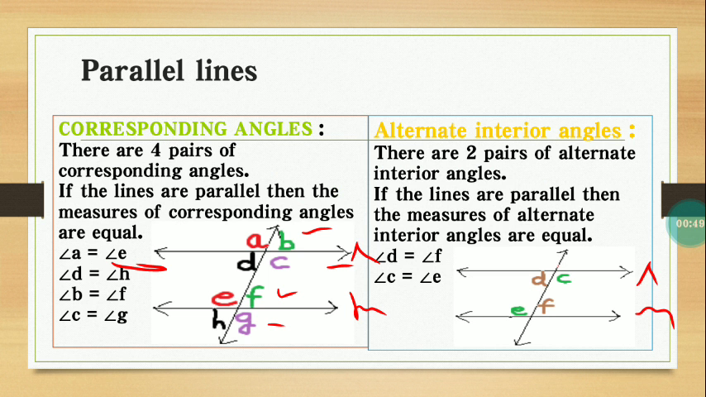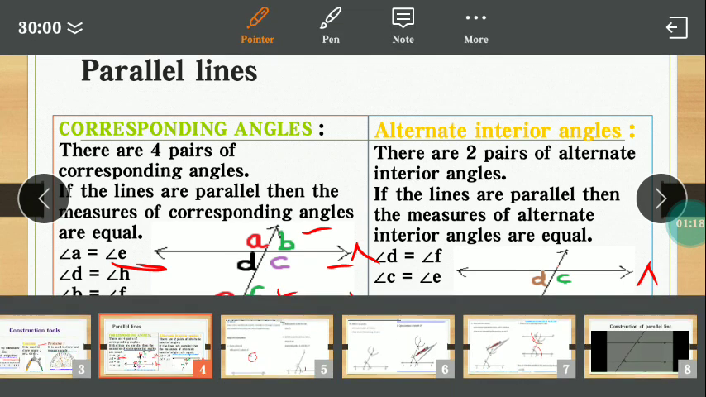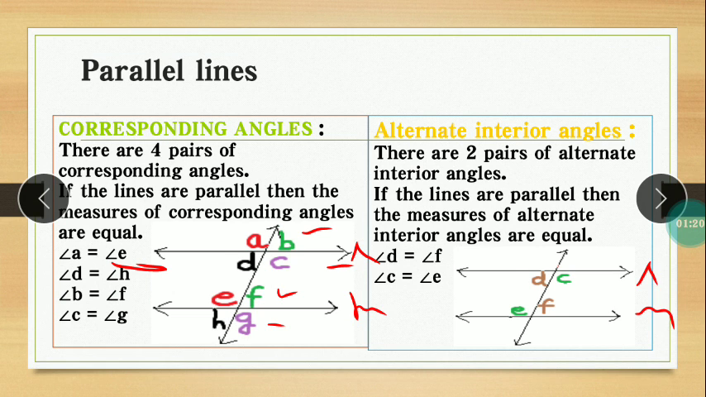Next, come to parallel lines and their properties. So the first property is the corresponding angles property. There are four pairs of corresponding angles. Here L and M are lines and this is the transversal line. So angle B and angle F, angle A and angle E, angle D and angle H, angle C and angle G. So these are the four pairs of corresponding angles.